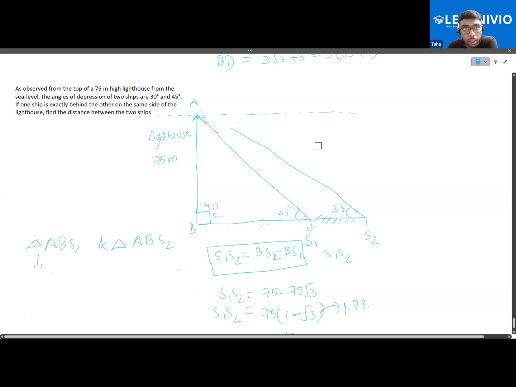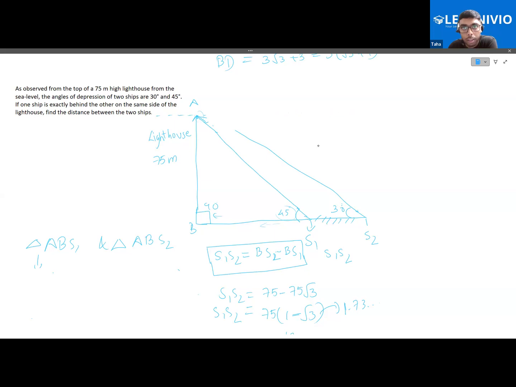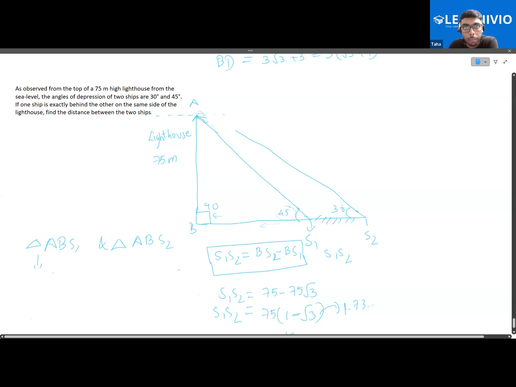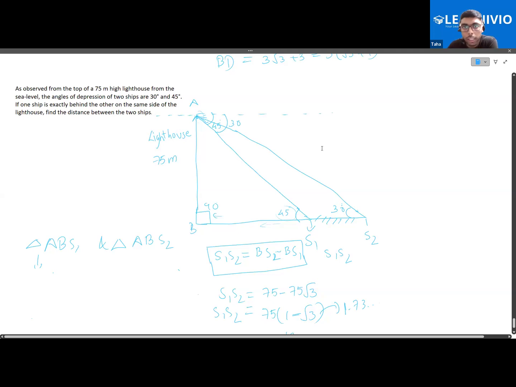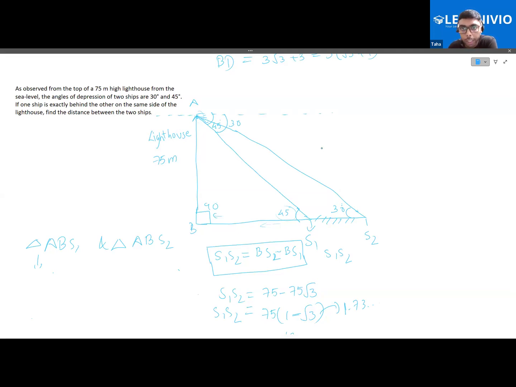That the nearer the angle, the smaller the angle, the farther away from the base it would be. Okay. So this would be 45 and this would be 30. So on ground, when you translate it to ground, what you should make sure of is that the bigger angle should always be nearer to the base.